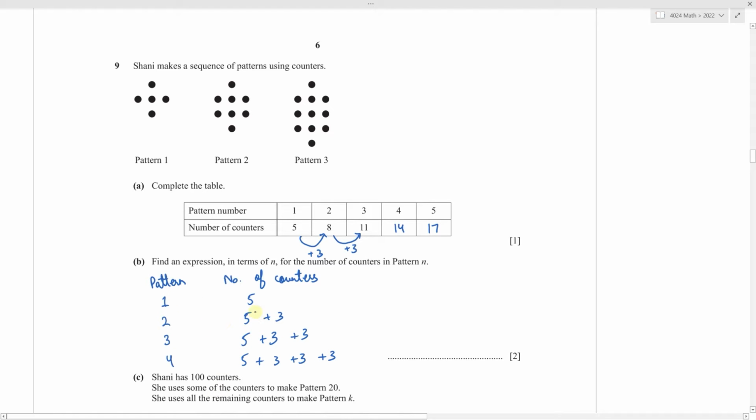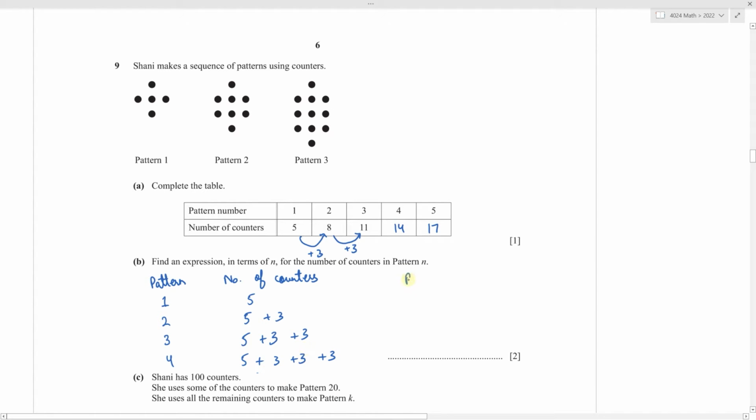So if you look at this pattern here, how many 3s do you add each time? If the pattern number is 3, you are adding 2 threes. If the pattern number is 4, you are adding 3 threes. If the pattern number is 2, you are adding 1 three. So the number of threes that you add is 1 less than the pattern number, right? Pattern number 2, you added 3 once. Pattern number 3, you added 3 twice. So whatever the pattern number, you add 1 less number of threes.